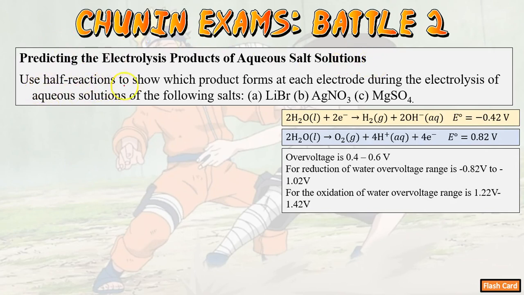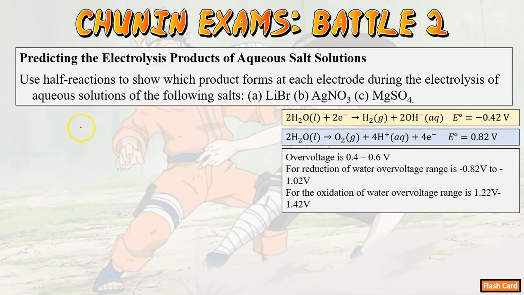So we want to use half reactions to show which product forms at each electrode during the electrolysis of aqueous solutions of the following salts. So we have lithium bromide, we have silver(I) nitrate, and we have magnesium sulfate. So how do we approach this? Well, we definitely want to identify the reactant ions and compare the electrode potentials with those of water, because we are dealing with an aqueous salt solution.